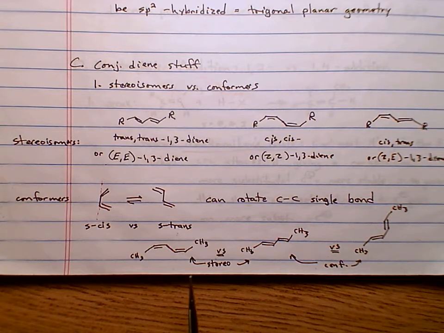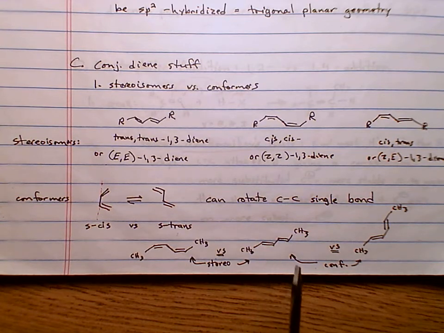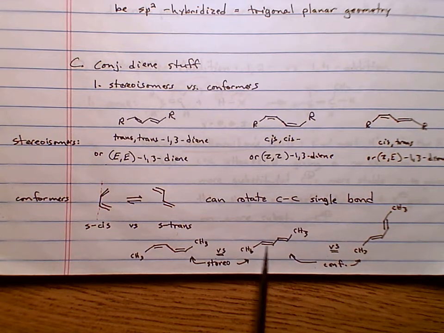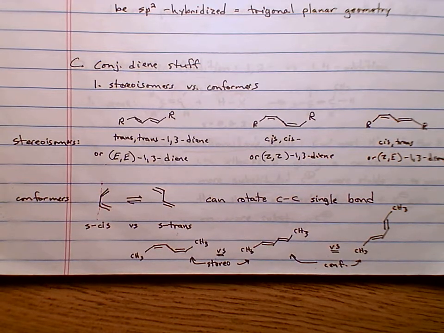So, when we look at this here, we look at what's the relationship between this one and this one. Well, the answer's on the page, but let's take a look. Cis bond, cis bond. Trans double bond, trans double bond. So this is cis-cis, this is trans-trans. These two are stereoisomers because you cannot convert a cis double bond into a trans double bond.